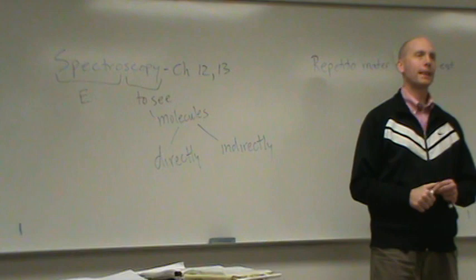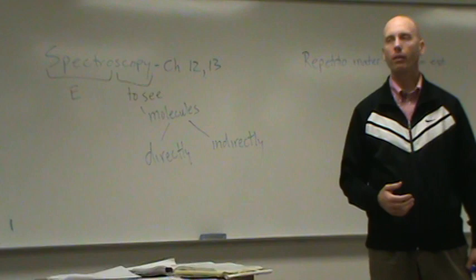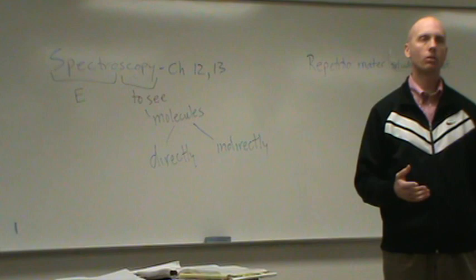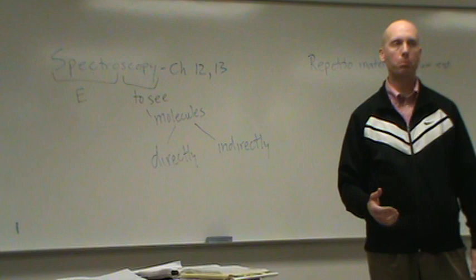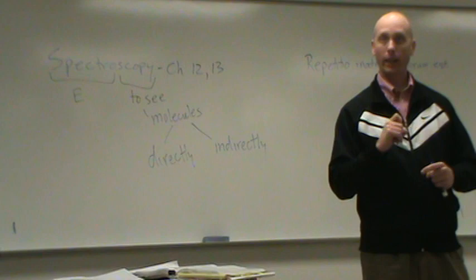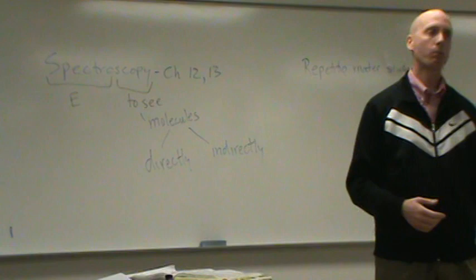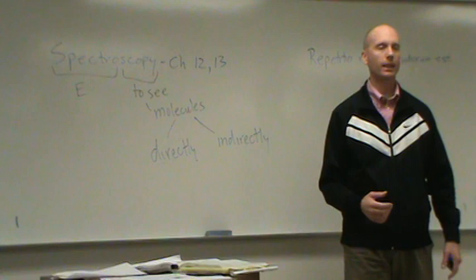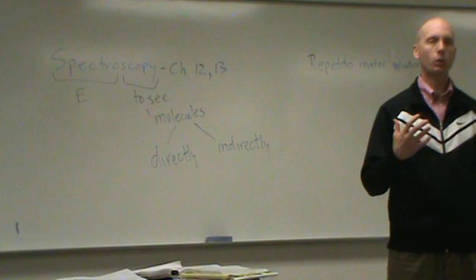What do you think? Seeing something directly means outside appearance, with the naked eye, the unaided eye. So are you seeing me directly? Yeah. And I'm seeing you directly. What does it mean to see something indirectly? Don't give me an example. What does it mean to see something indirectly?